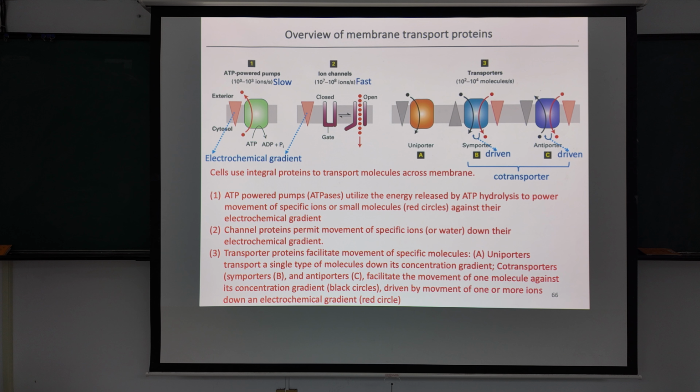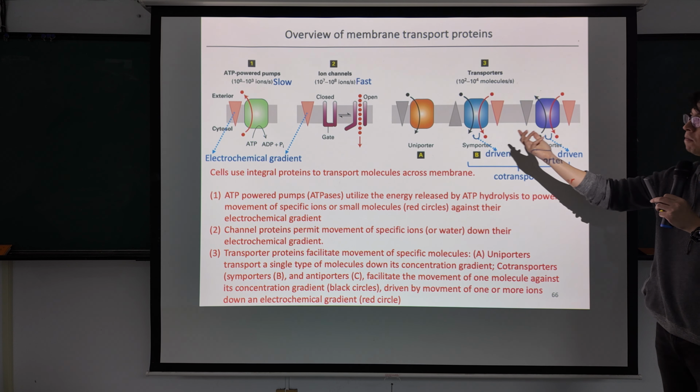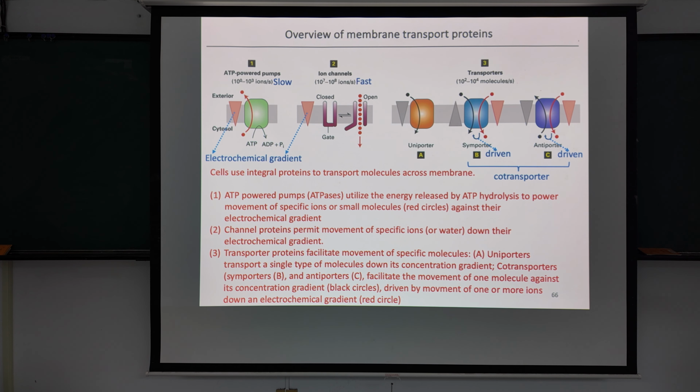But for the transporter, if the protein only transports one kind of molecule, we call it a uniporter. Uniporters usually just transport molecules following their electrochemical gradient. They don't need energy to transport molecules. But the symporters, or co-transporters, or antiporters, transport multiple molecules at the same time. In this case, a symporter transports two molecules in the same direction. If they transport two molecules in opposite directions, people call it an antiporter.